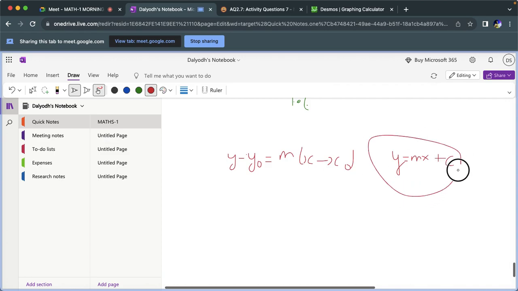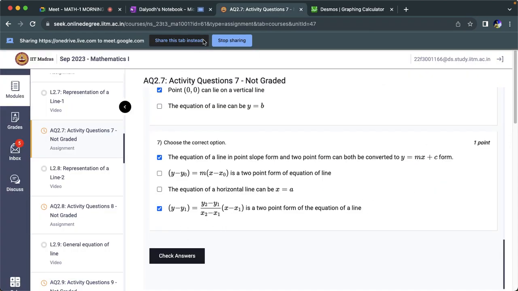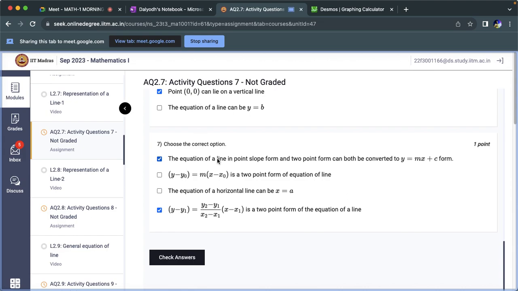So this y2 minus y1 we can write as m. No, I am talking about the second option. So how can you represent this to this? They are asking in the first option the equation of the line in point slope form, and in the second option the two point form. First of all, let's talk about point slope form, because the two point form is just when you put this equal to m. So no difference. You just have to solve for the first one.